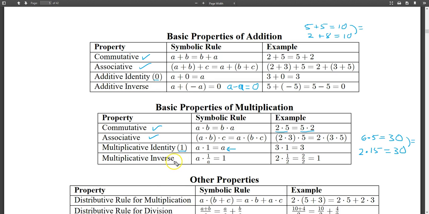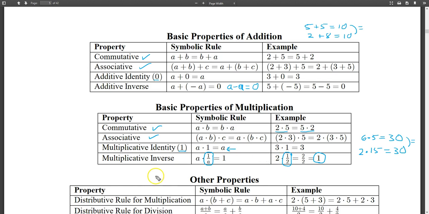We have the multiplicative inverse for a number. If you're given a number A, the multiplicative inverse is 1 over A, because A times 1 over A gives you back the multiplicative identity, which is 1. For example, the multiplicative inverse of 2 is 1/2, because 2 times 1/2 gives you back 1. Similarly, 2 is the multiplicative inverse for 1/2 as well. So 1/2 is the multiplicative inverse for 2, and 2 is the multiplicative inverse for 1/2. They're both multiplicative inverses of each other.